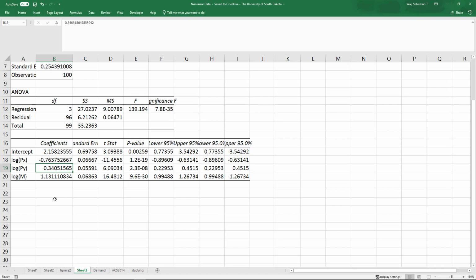And finally, a 1% change in income will increase the quantity demanded by 1.13%. This is a positive number, and that tells us that we have a normal good. So these are our three elasticities right here, or at least estimates of them.